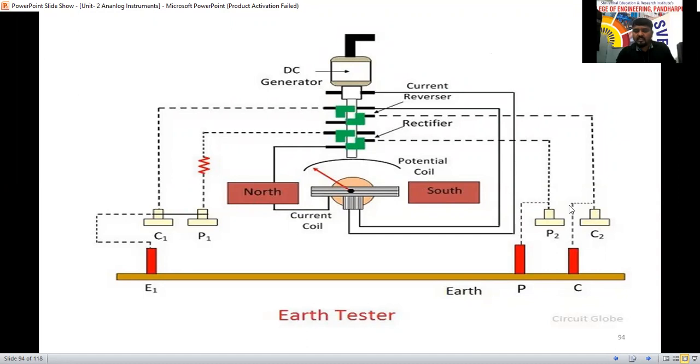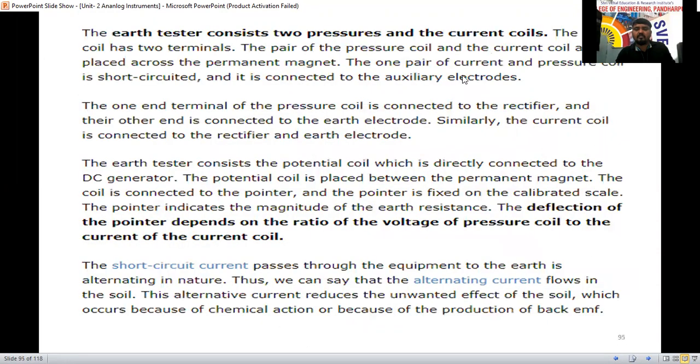And for the P2 and C2 pairs, one terminal of P2 is connected to the rectifier, and one terminal of C2 is connected to the rectifier. Another terminal of P2, the pressure coil 2, is connected to the P electrode, and another terminal of the current coil C2 is connected to the C electrode here now. Total 3 electrodes are there here. So each coil has 2 terminals.